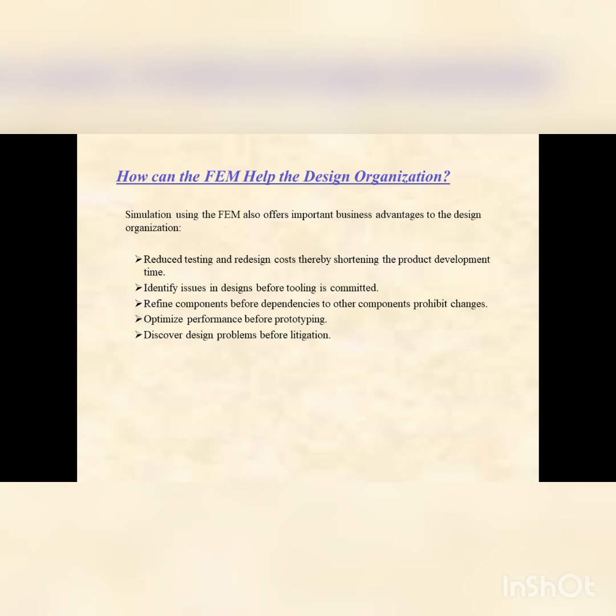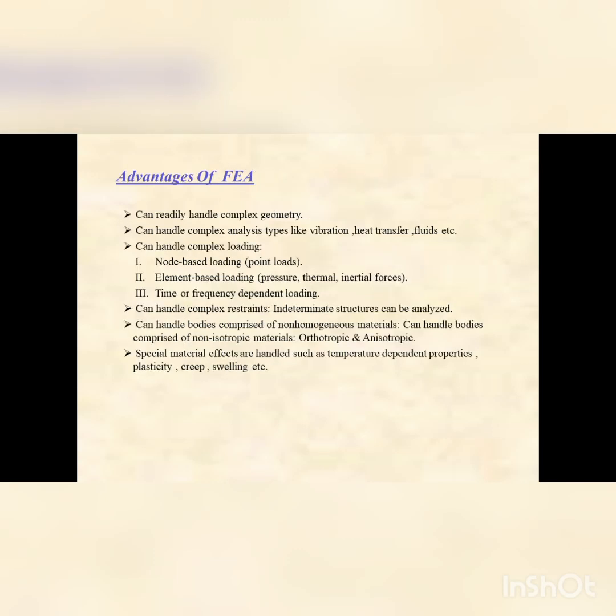So let's check the benefits of FEA. It can easily handle complex geometry. It can also handle complex analysis types like vibrations, heat transfer, fluids, etc. It is useful for handling complex loading. It may involve node-based loading, element-based loading, or time or frequency-dependent loading. Also, it can handle special material effects such as temperature-dependent properties, plasticity, creep, swelling, and the beneficial parts of FEA are much more. You can study it and find much more.